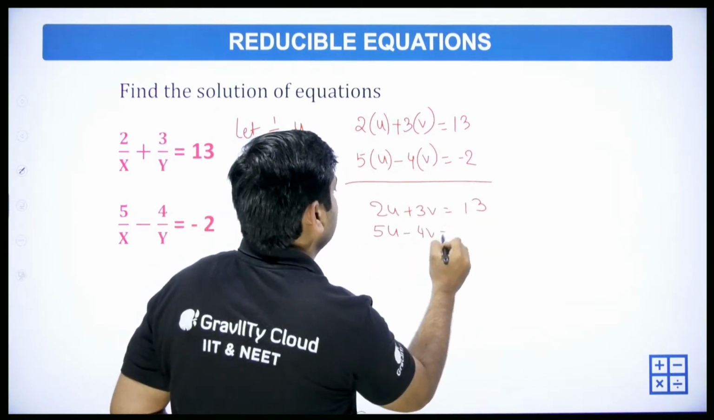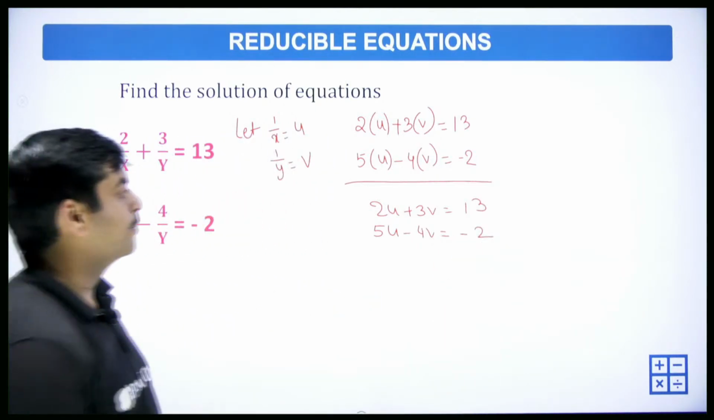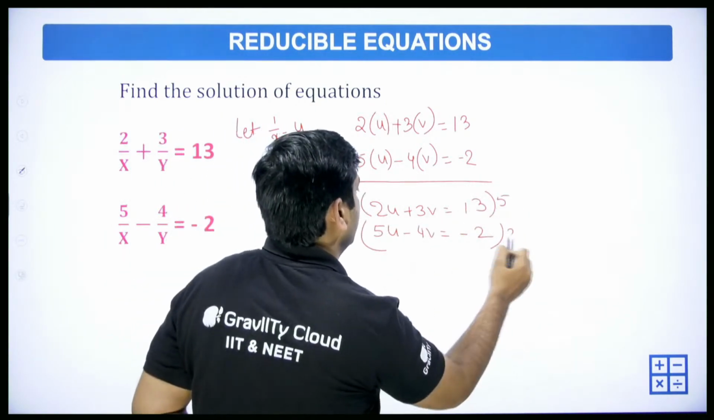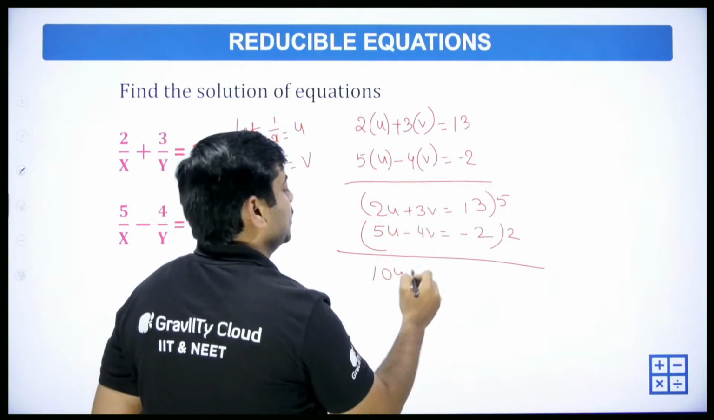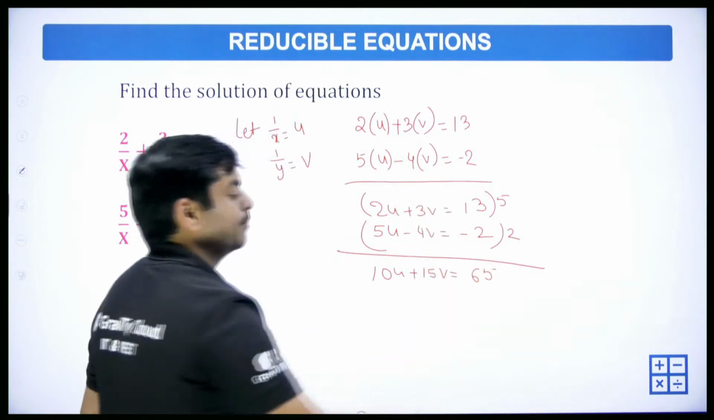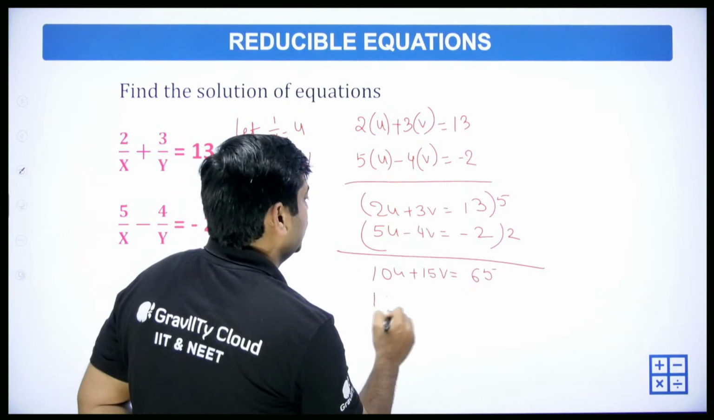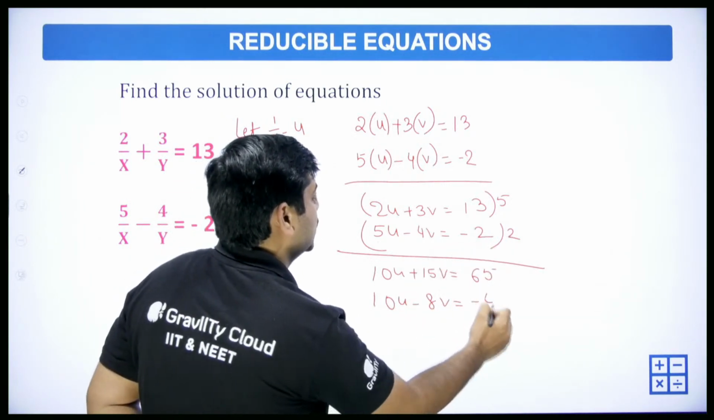5u minus 4v is equal to minus 12. So let's try to go with elimination method to solve this one. So this one into 5 and the next one into 2. So 5 2s are 10u plus 3 into 5 is plus 15v is equal to 13 5s are 65. What about the next one? 5 into 2 is 10u minus 4 2s are 8v is equal to minus 4.